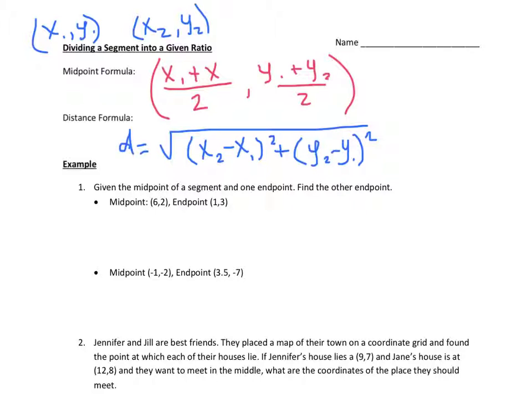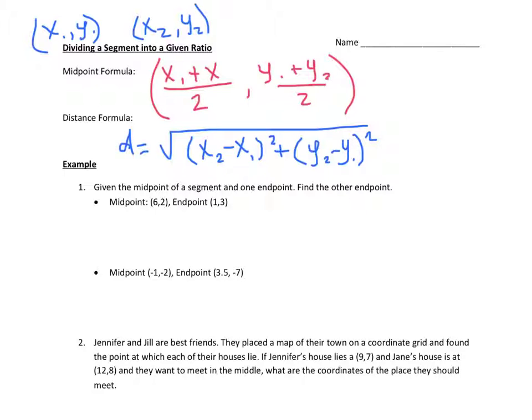Alright, let's look at some examples. For example 1, we have two different problems here. For the first one, for both of them, we have a midpoint and the endpoint. So for the first one, our midpoint is (6, 2), and our endpoint is (1, 3).